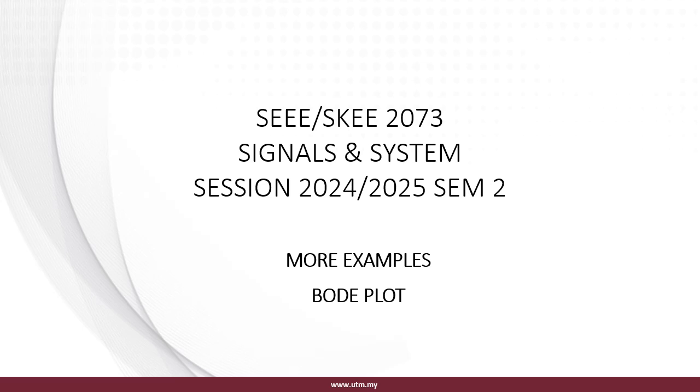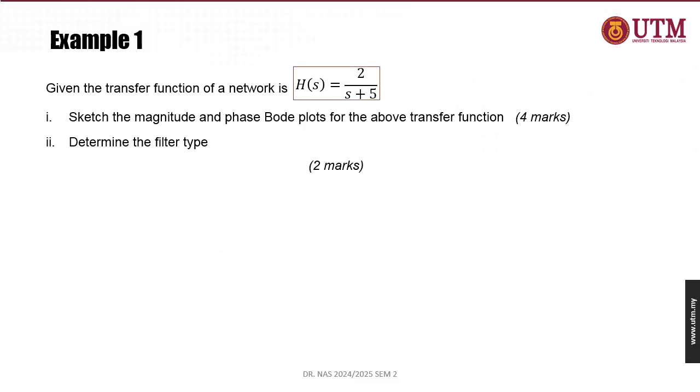So let's have a look at a few examples on Bode plots. Let's look at the first example. Given the transfer function of a network H(s) equal to 2 divided by s plus 5. So the first question, you need to sketch the magnitude and phase plots for the above transfer function.